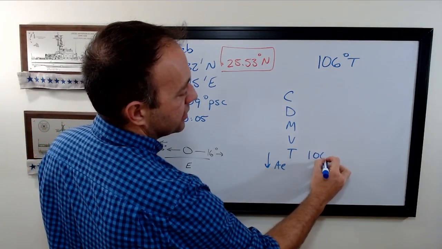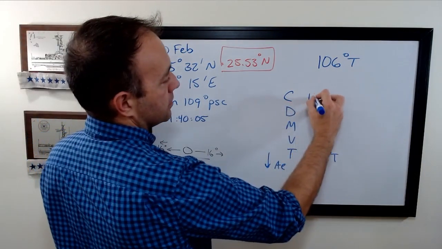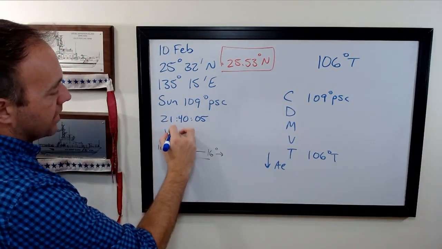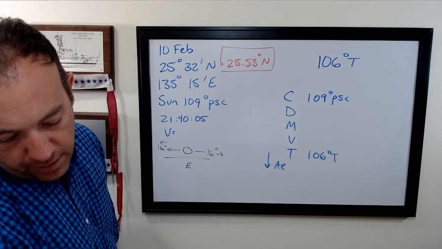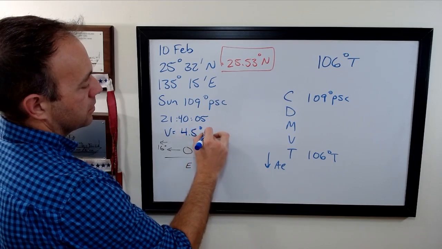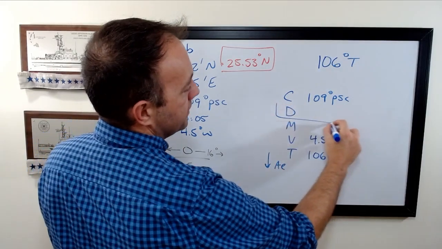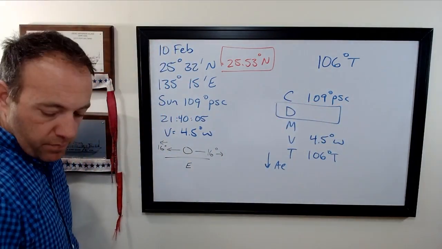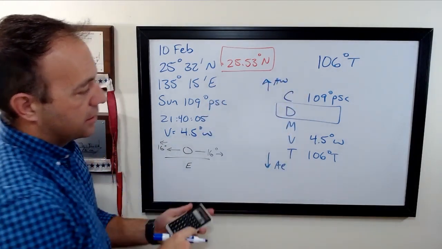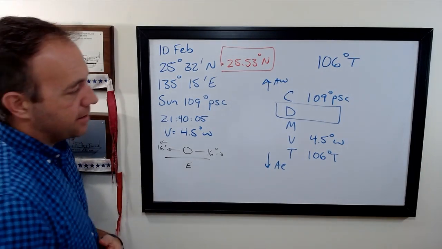So 106 degrees true. Our compass course was 109 PSC. I think I forgot to write it down, but the variation was given in the problem as 4.5 west. All right, so we're looking for the deviation in the compass there. So if we're going this way, we're going to add west things. So 106 plus 4.5 gets you 110.5 degrees magnetic.